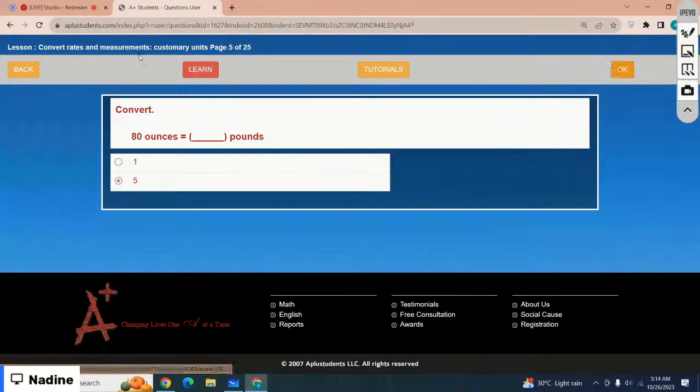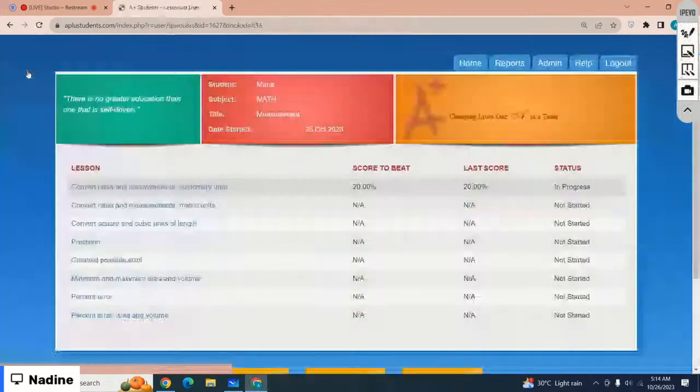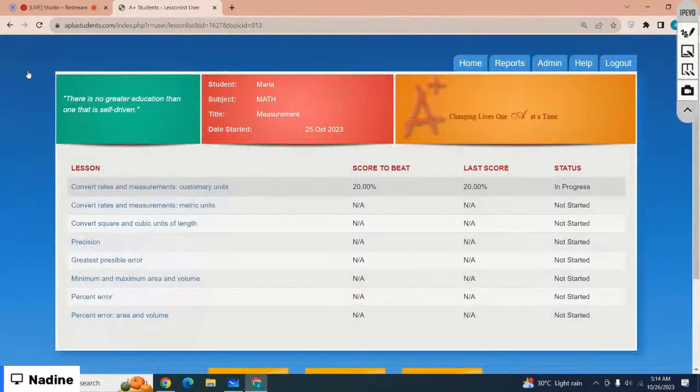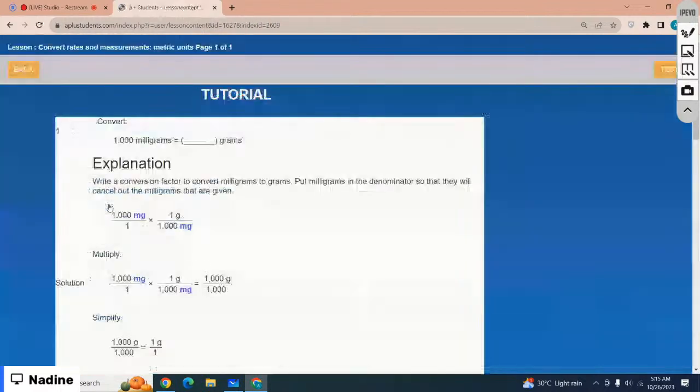Okay, you can complete the lesson by yourself later today. Let's just move on to the next lesson. The next one is convert rates and measurements, metric units. So let's just start with the practice questions.